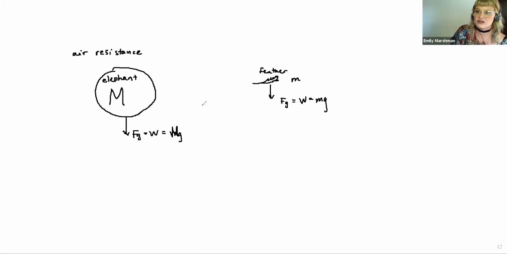But there's another force at play here, which is the force of air resistance. And for our sake, let's assume that the force of air resistance points opposite the motion of the object, so the air resistance is going to point upward. And I'll denote that with a capital R for resistance. It's a force.